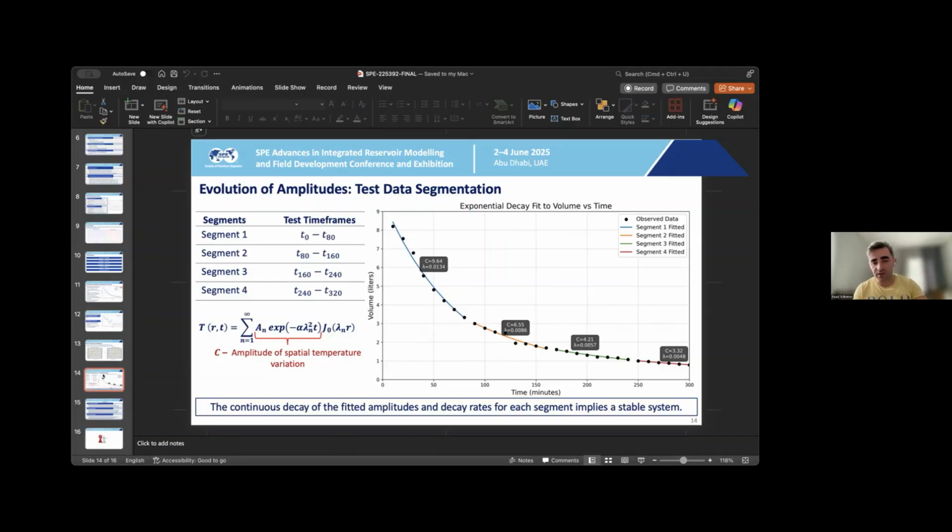C, as a side note, just forget about this equation. C just means the height, the amplitude of this equation. So basically, after each time, as can be seen from the plot, all these C's, which is the amplitude of the spatial temperature variation, are following this nicely decreasing trend, whereas the lambda is also following this descending trend. So both would imply that you are converging gradually to the steady state from transient state heat transfer.